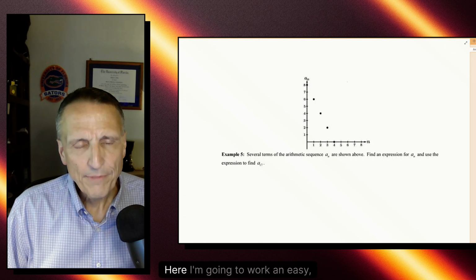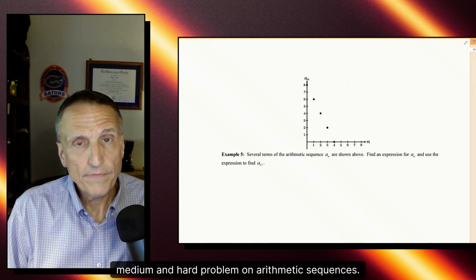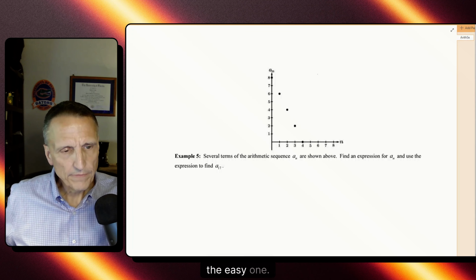Hi, Mr. Rich here. I'm going to work an easy, medium, and hard problem on arithmetic sequences. Here's our first problem, the easy one.